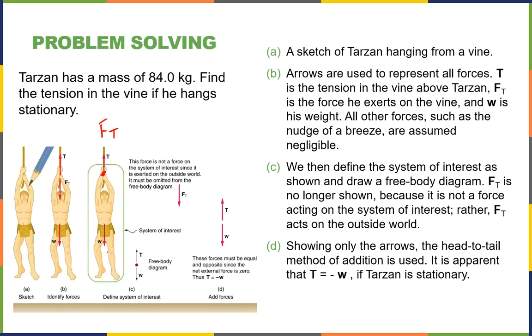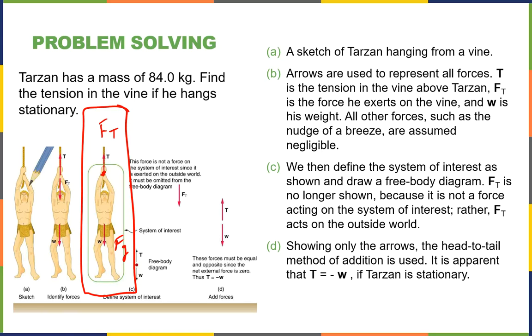Our textbook uses W, but I always put force of gravity acting downward. And if Tarzan is just hanging here doing nothing, what is his acceleration? 0. And so we look at this and we say, first thing I'm going to do is draw the forces. Now, as far as I'm concerned, this diagram right here is sufficient.